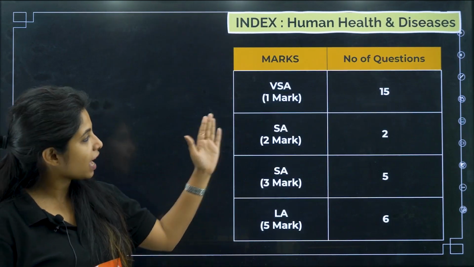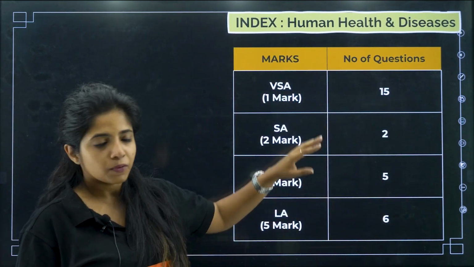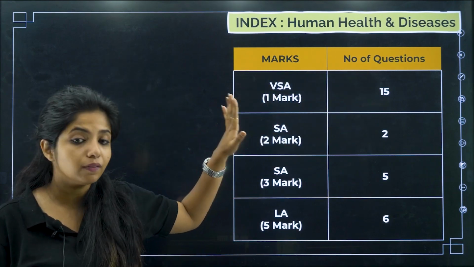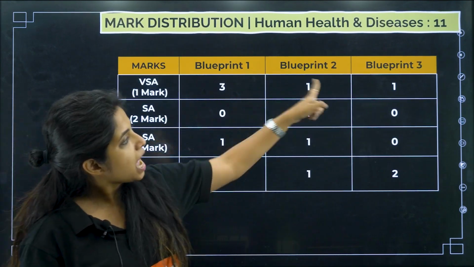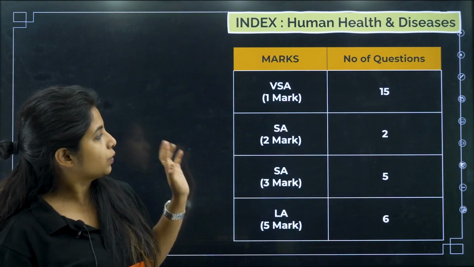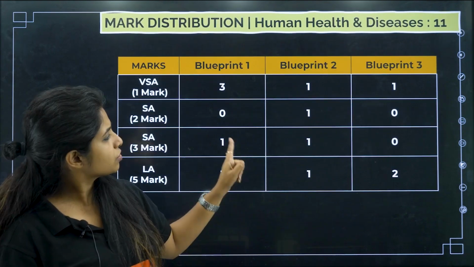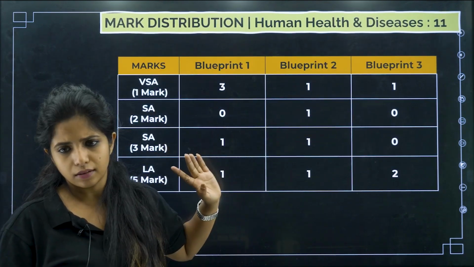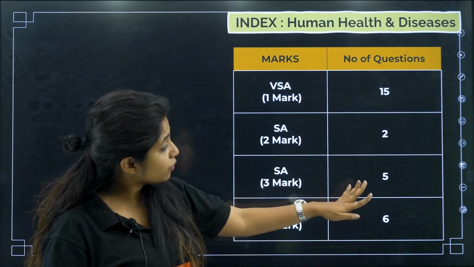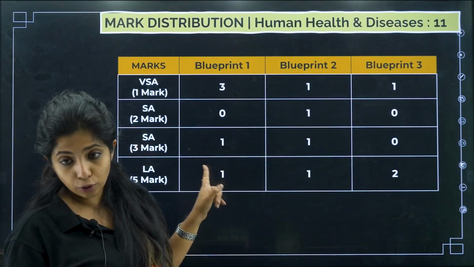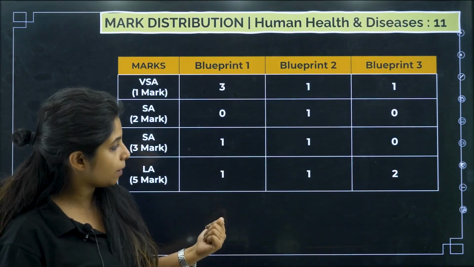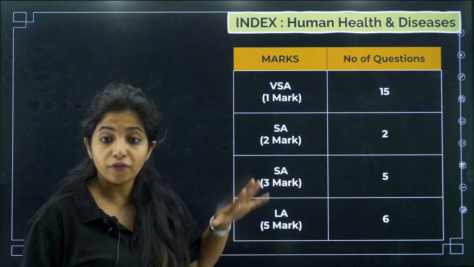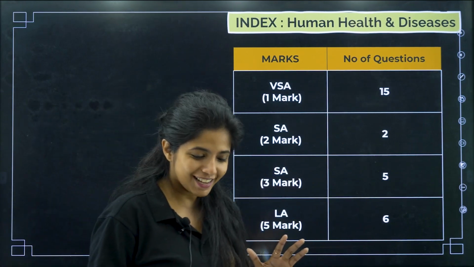So according to it, I have made sets of questions. There will be 15 MCQs that we will be solving today, because MCQs will be there for sure. There will be 2 marker questions, because 2 marker is just at one place. There will be 5 three-marker questions, because you saw it at 2 places, so there are chances that 3 marker could come, and then there are 6 five-marker questions. So let's get started.